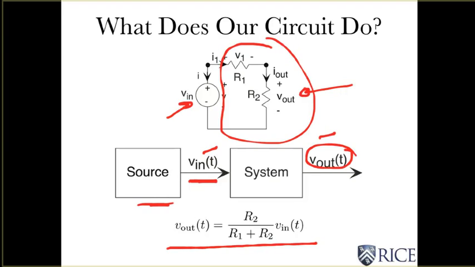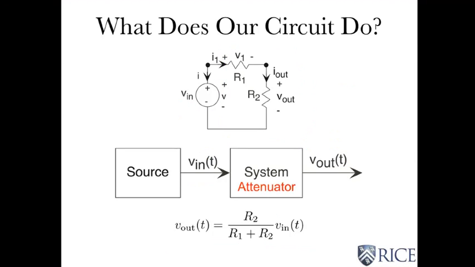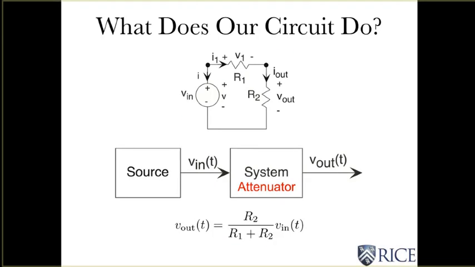So what does our system do? Have we encountered a system like that already? And the answer is we certainly have. It serves as a kind of amplifier. The gain of our amplifier is simply R2 divided by R1 plus R2. And because our gain has to be less than 1, since resistors are always positive valued, it turns out we have an attenuator. And so what our little system, our circuit, does in terms of system theory is that it serves as an attenuator. It makes voltages smaller.